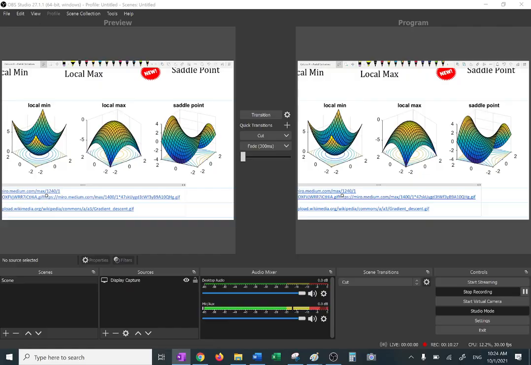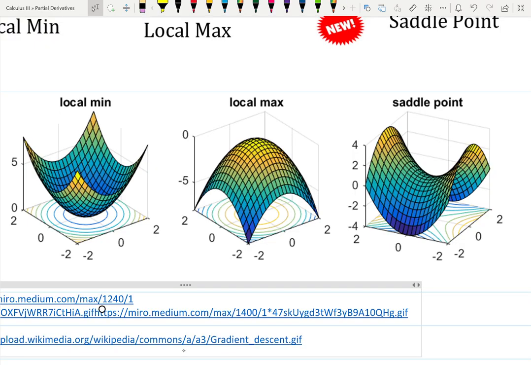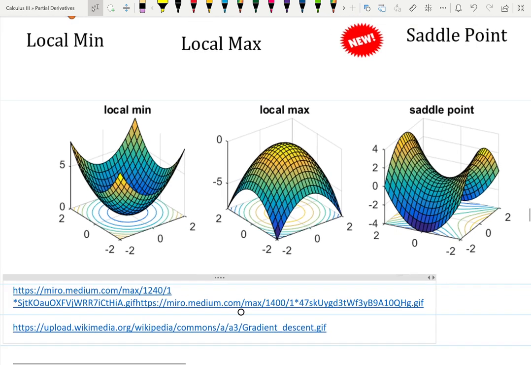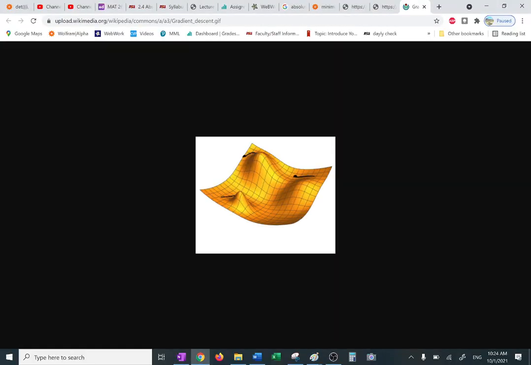If you drop a ball on top of this saddle, where really? It's not the first time happening. Aww. Let me make sure. Okay, Wikipedia should work. Okay, good.